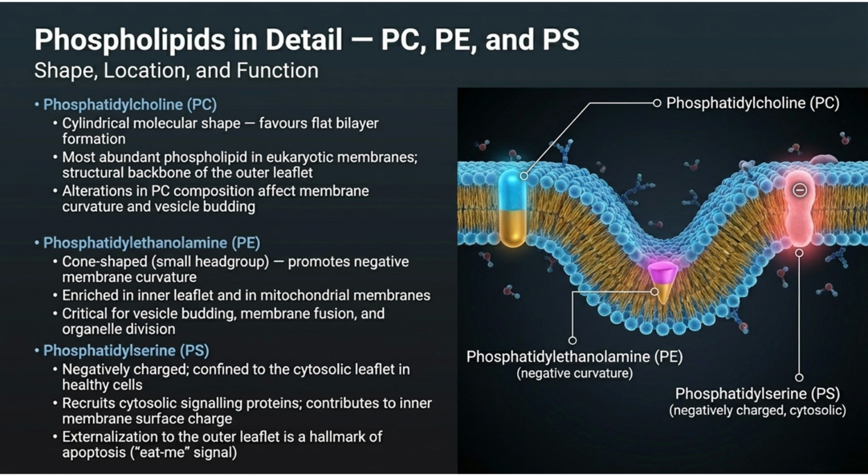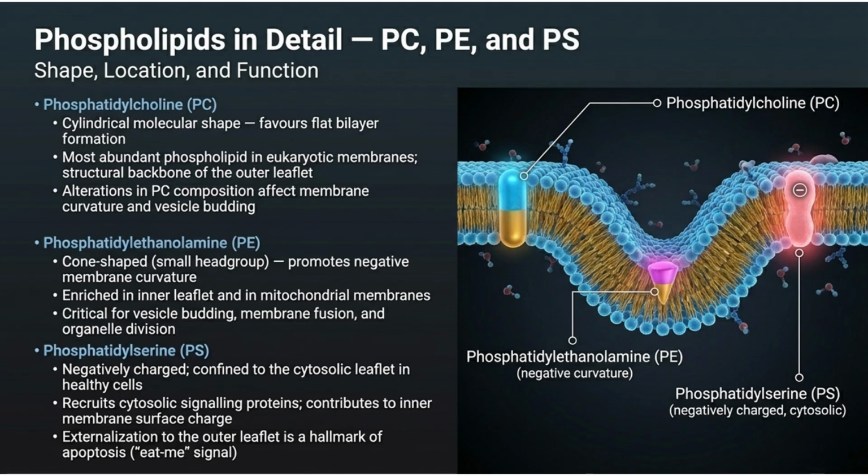Phosphatidylcholine's cylindrical shape is more than a structural convenience. When you have a molecule whose head group area roughly matches its tail area, you get a component that slots neatly into a flat bilayer sheet without introducing any curvature stress. This is exactly what you want for the bulk of the outer leaflet: stability, flatness, and structural integrity.